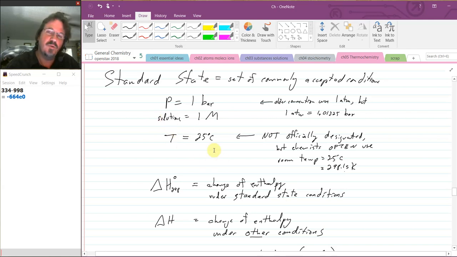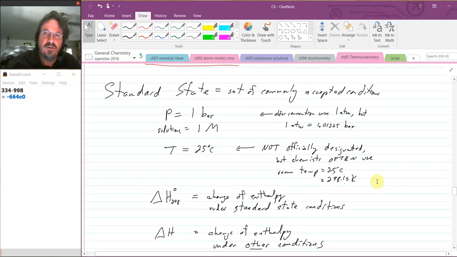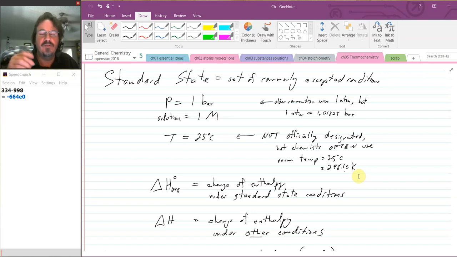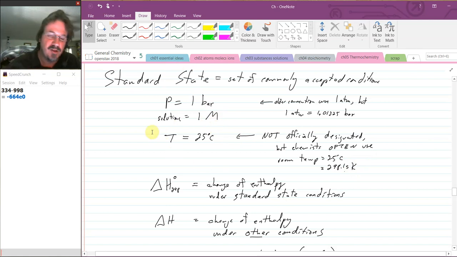Temperature, room temperature, 25 degrees Celsius. Now, interestingly enough, the temperature is actually not part of the standard state, not officially. But very often you'll see tables that say at the top, at 25 degrees Celsius, because that's room temperature. Some of these values could change if you're not at 25 degrees Celsius. So again, we could do tweaks on the calculations of whatever we're trying to figure out. But standard state: 1 bar, 1 molar, and unofficially 25 degrees, room temperature.